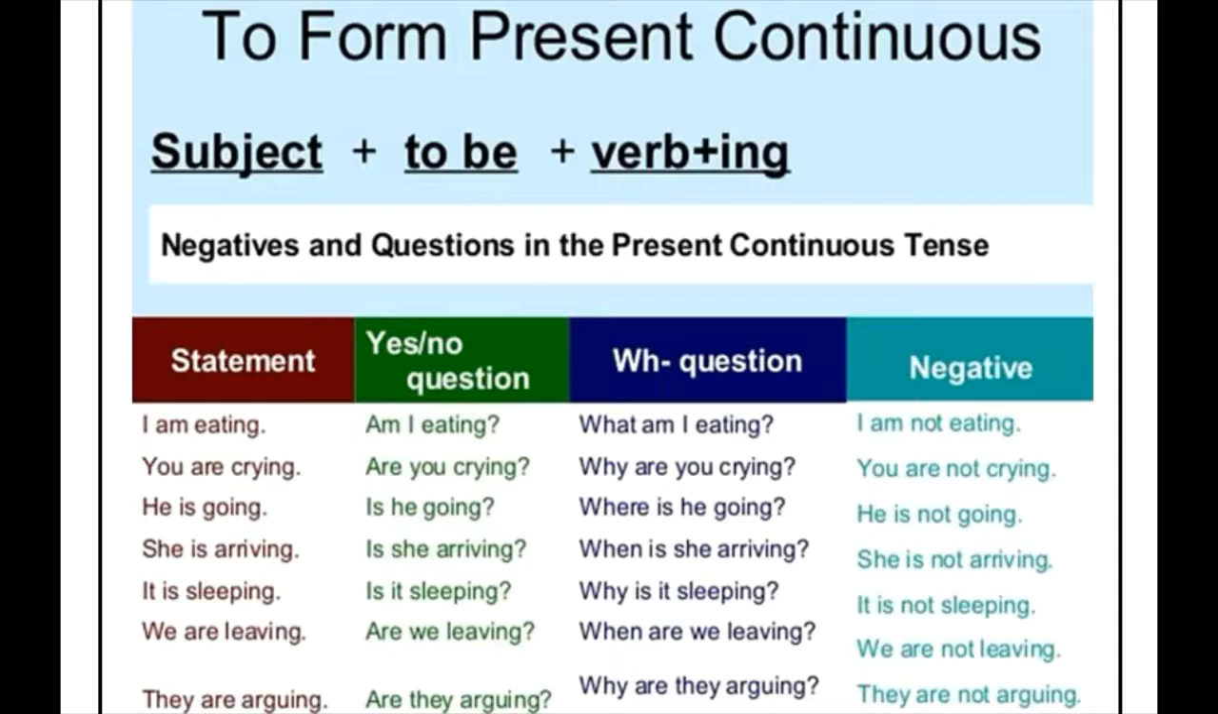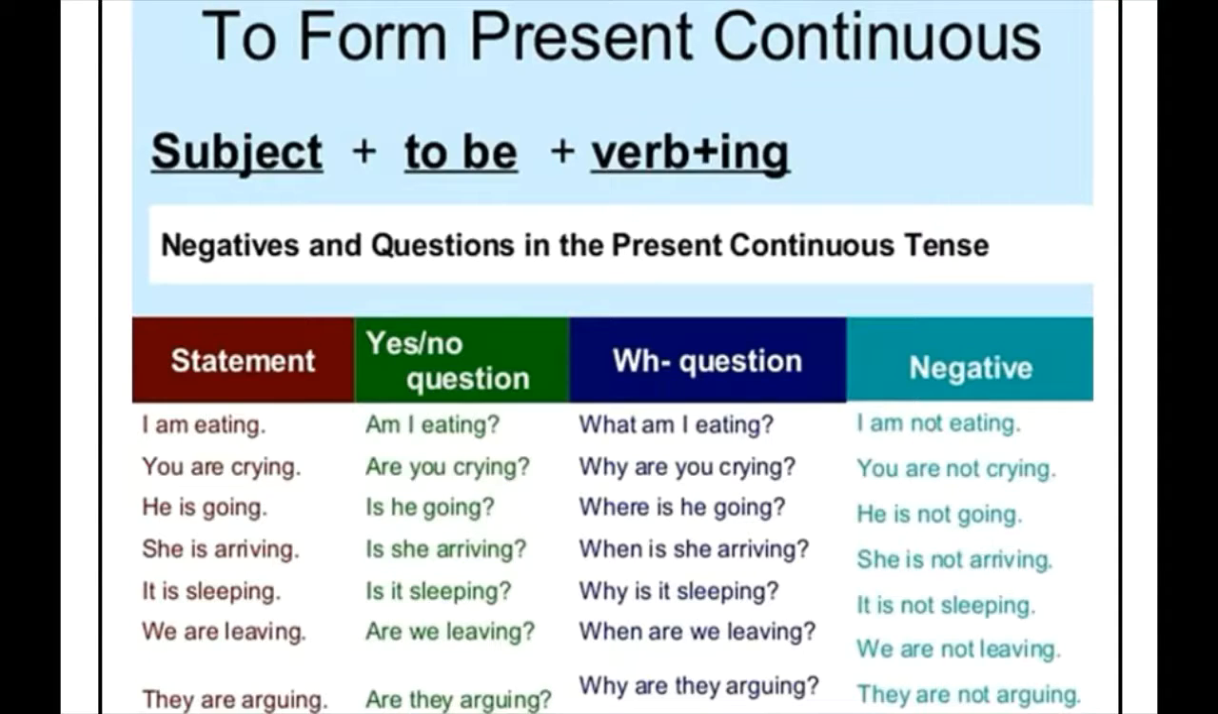And here we go. We follow the same pattern by saying, what am I eating? Why are you crying? Where is he going? When is she arriving? Why is it sleeping? When are we leaving? And why are they arguing?